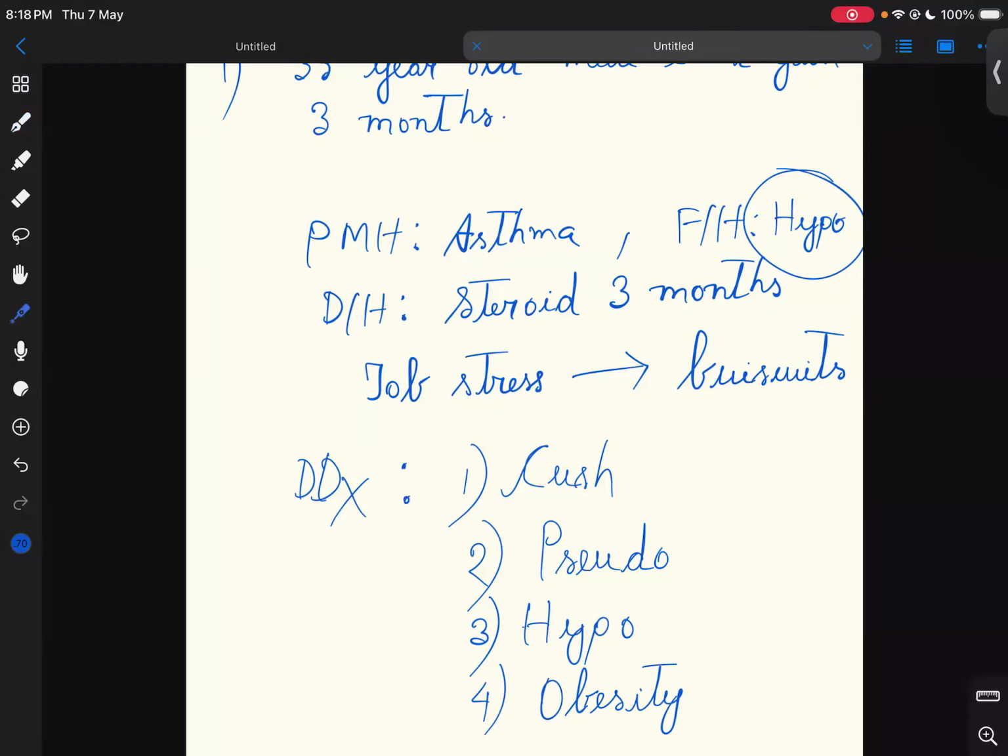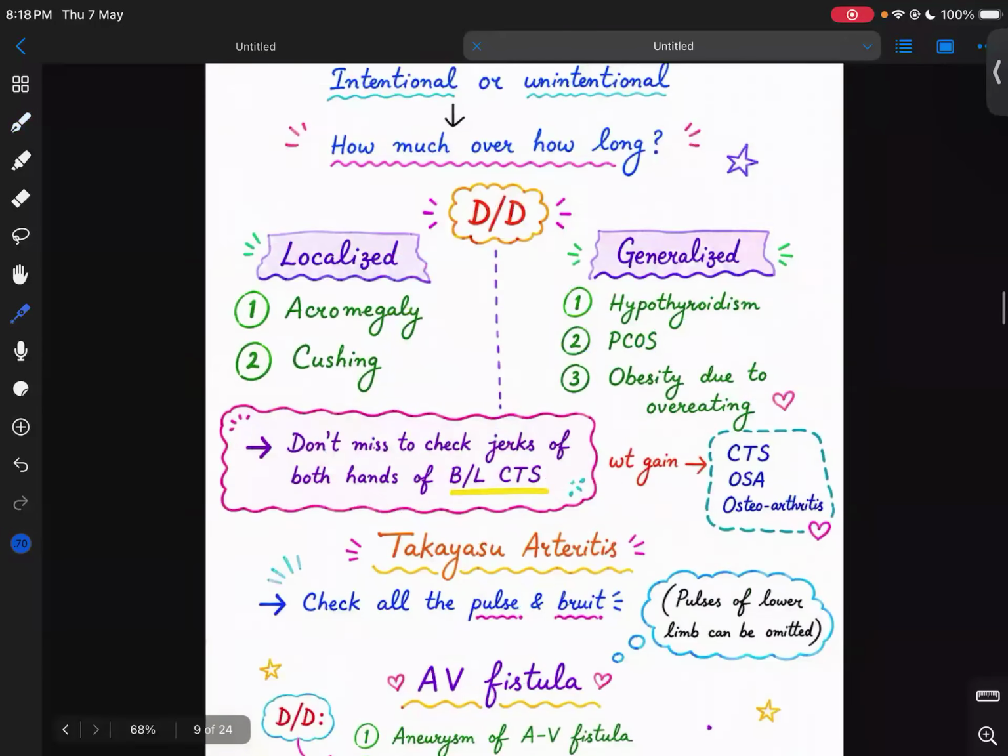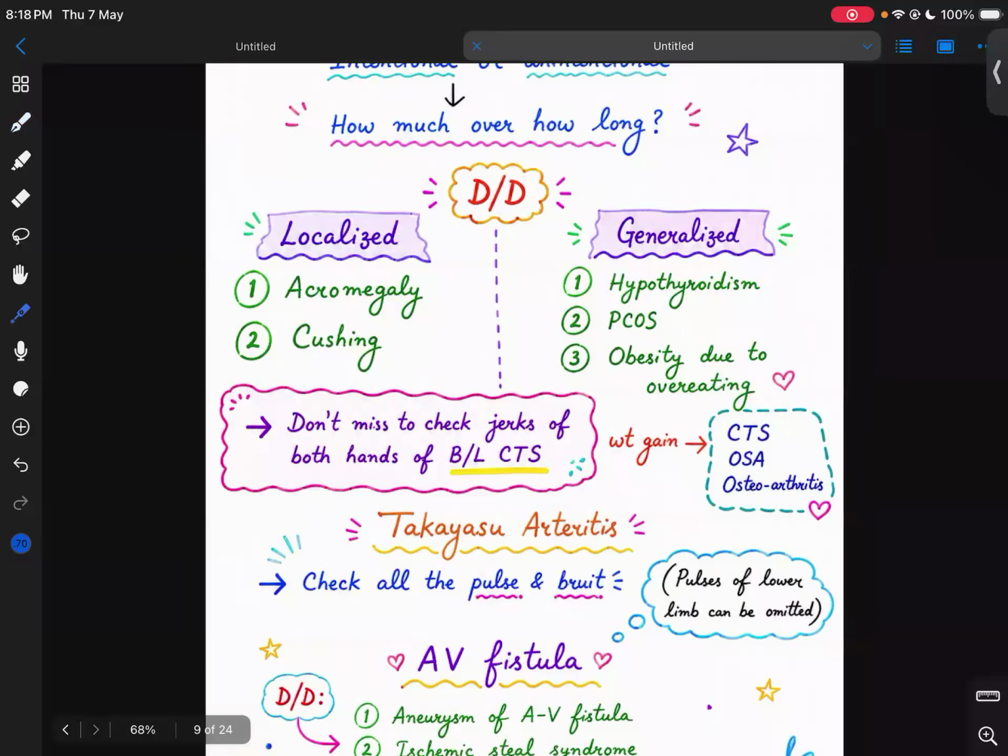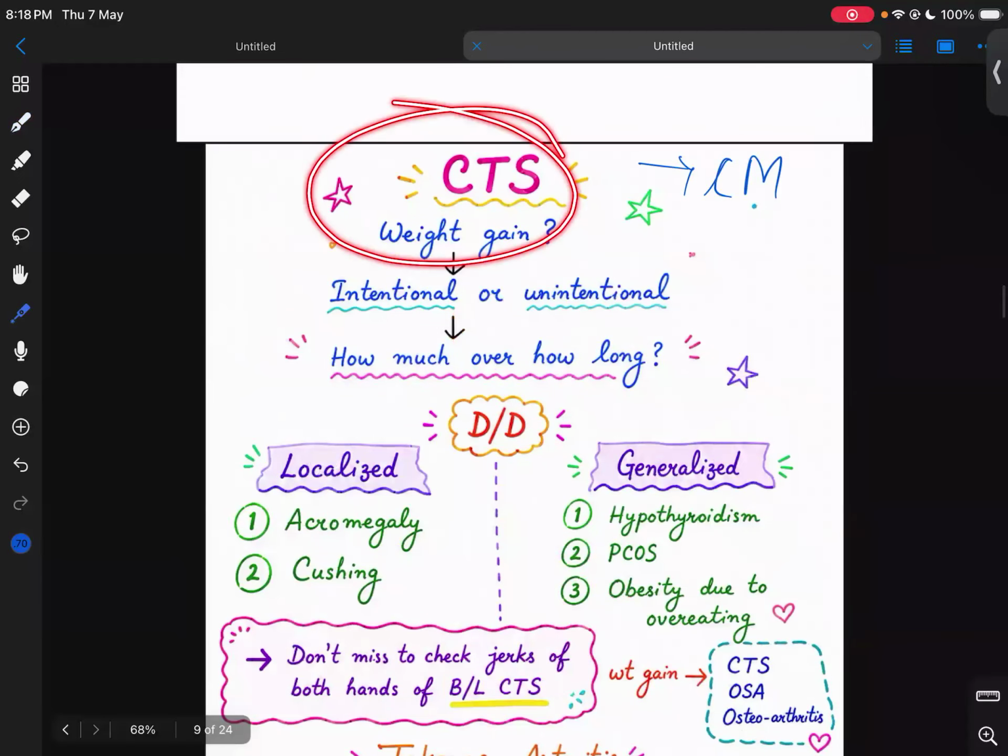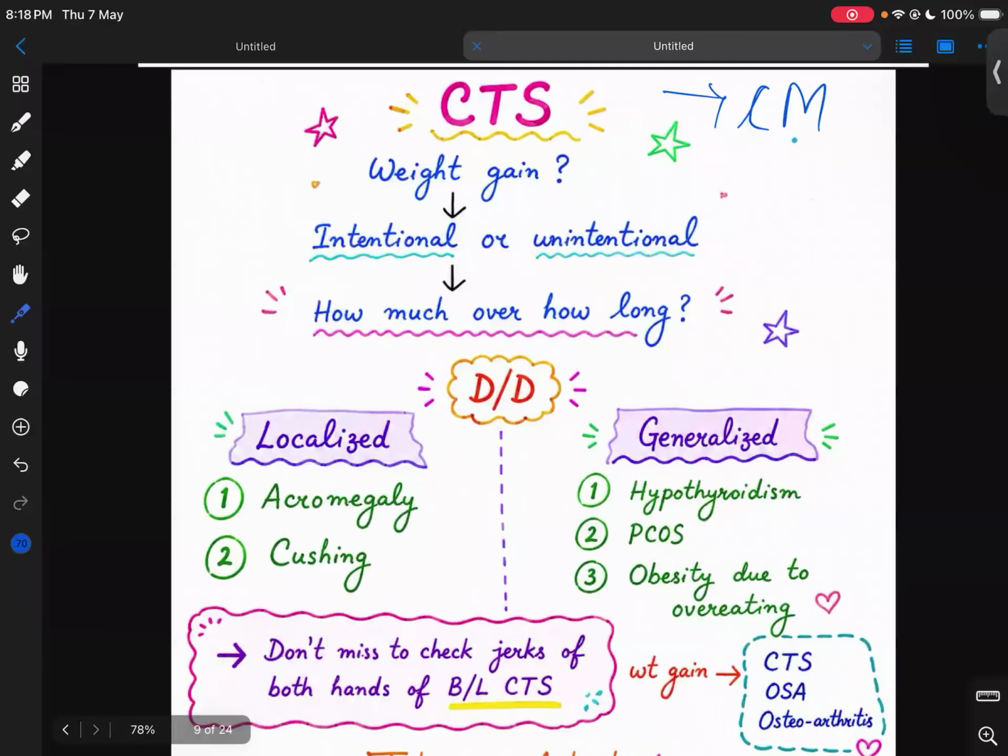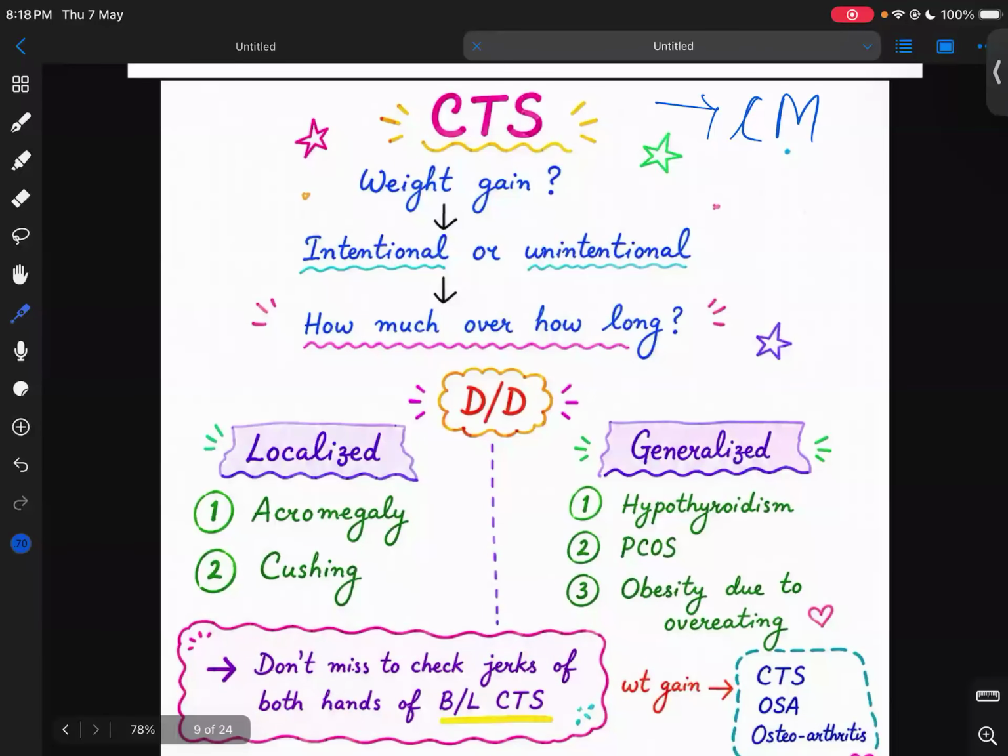And for all cases of weight gain, never forget the three complications. They are carpal tunnel syndrome, osteoarthritis, and obstructive sleep apnea. And that's all for carpal tunnel syndrome. Any confusion from any doctors from this most important cause of hand pain? Okay, I think everyone is clear.